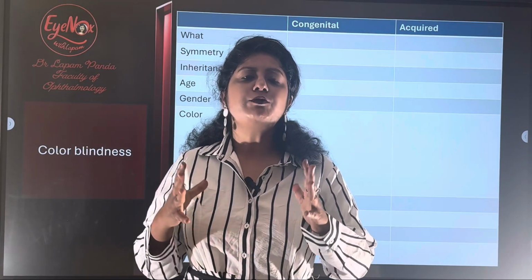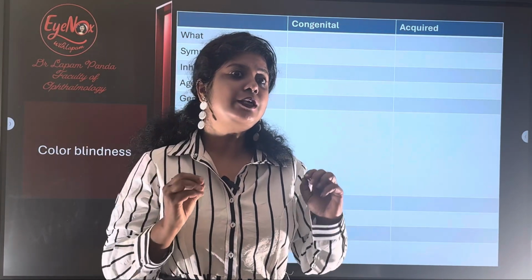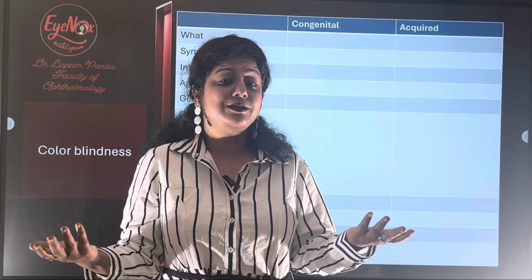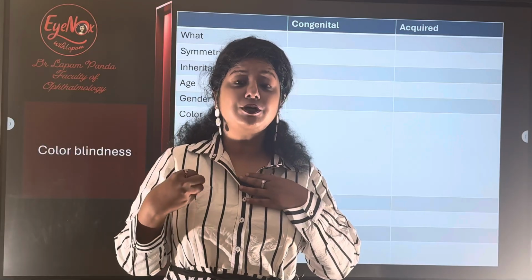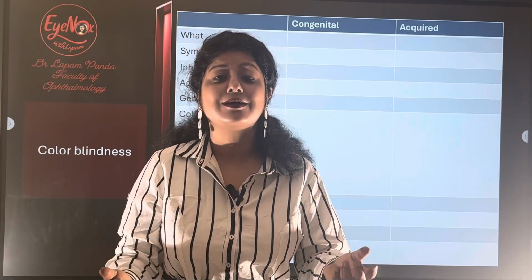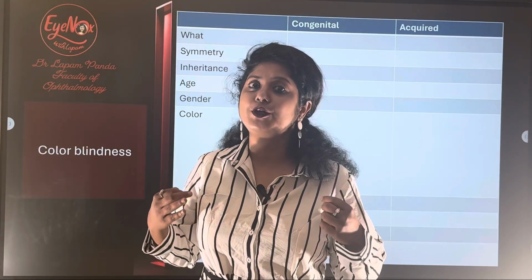Okay, so basically when we are talking about color blindness, the first thing we need to know is how do we appreciate colors? Why do we appreciate colors? There must be some structure in the human body which is helping us to appreciate colors. And what is that structure? That is one of the layers of the retina.